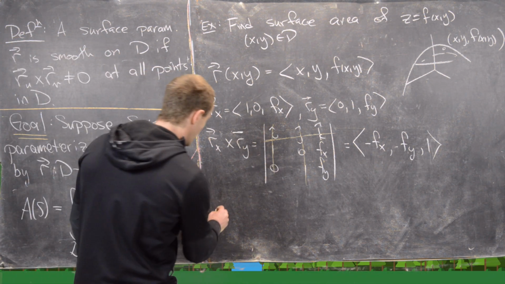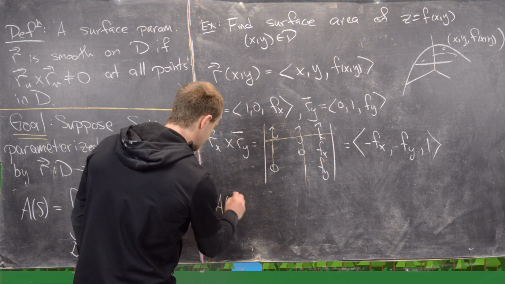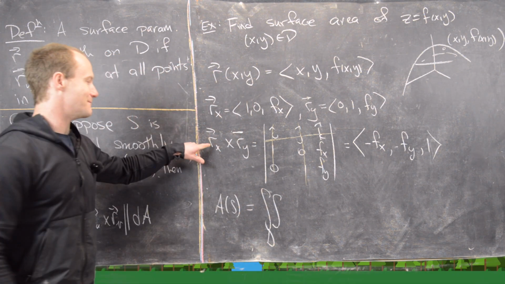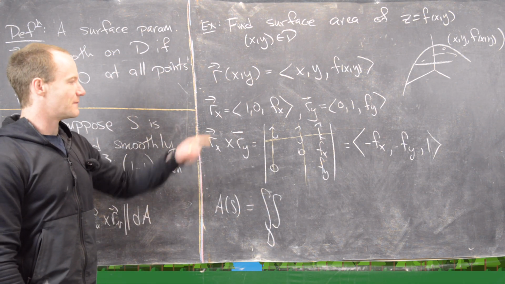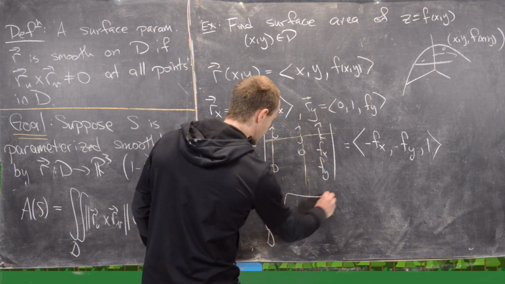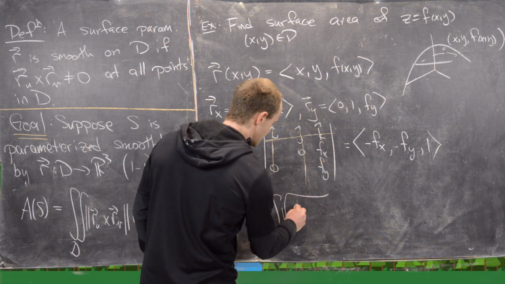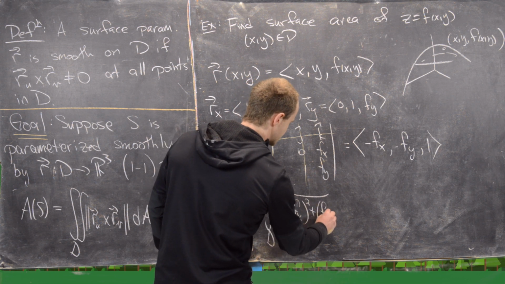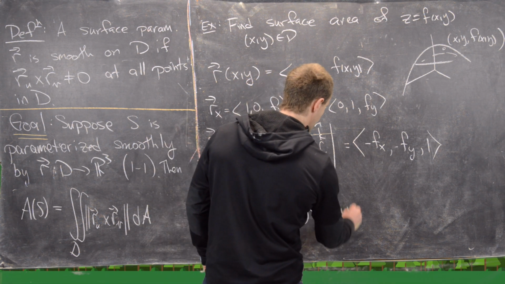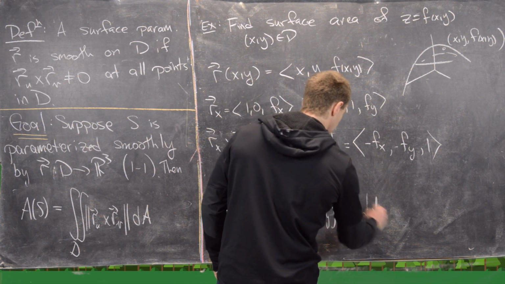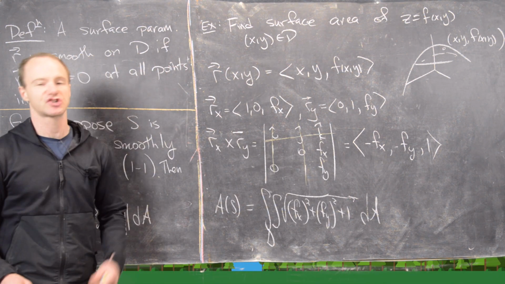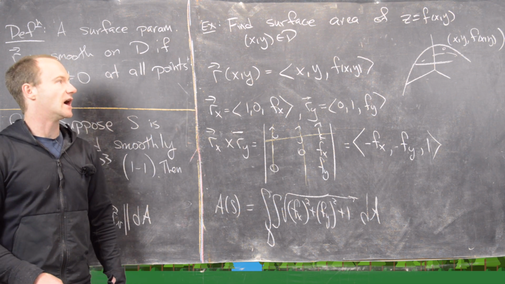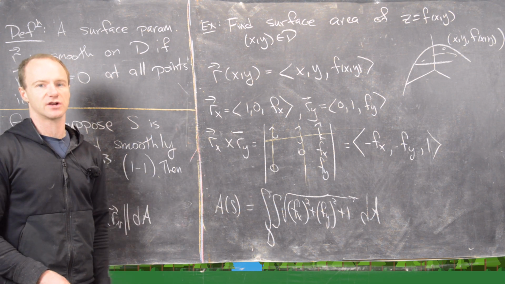Okay, but now we can find the area of this surface, which is going to be the double integral over D of the magnitude of this guy. But the magnitude of this guy is pretty easy to calculate. Notice that's just the square root of the derivative with respect to x squared plus the derivative with respect to y squared plus 1. Great. And now we've got a nice surface area formula for surfaces of the form z equals f of xy. This is a good place to stop.